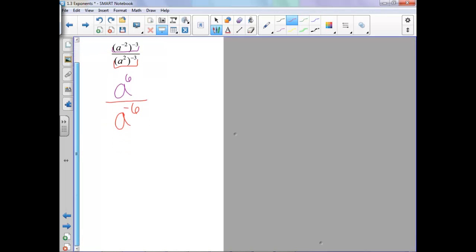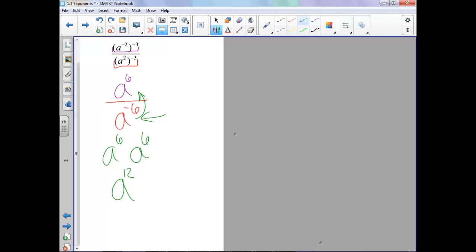And from here, there's really two ways you can do it. Since you see that this is a negative exponent down here, we can move it. So this a to the 6 will stay here. This one will come up and be a to the 6 because it's moved, so it becomes a positive exponent. And now we add across our exponents in a to the 12th.